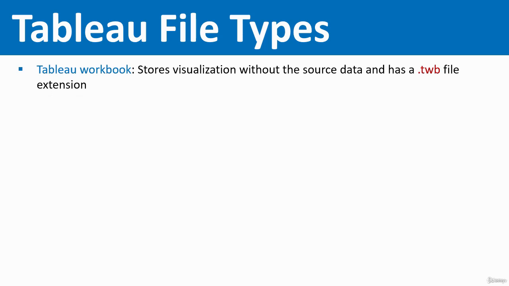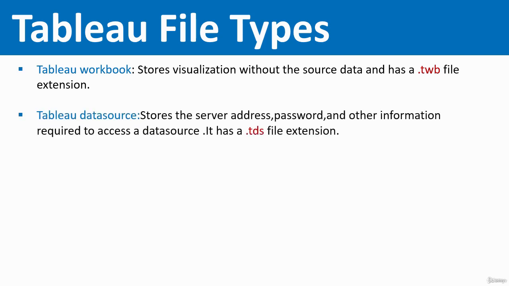.twb file extension. The next file type is called the Tableau data source, and this basically stores the server address, the password, and other related information required to access a data source. It has a .tds file extension.